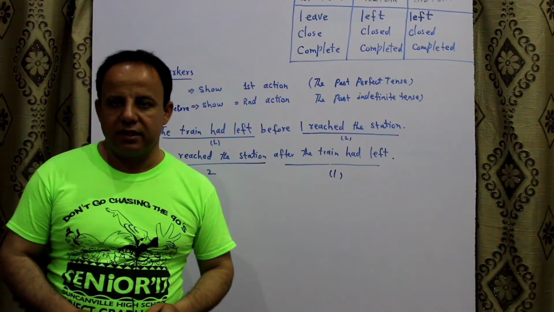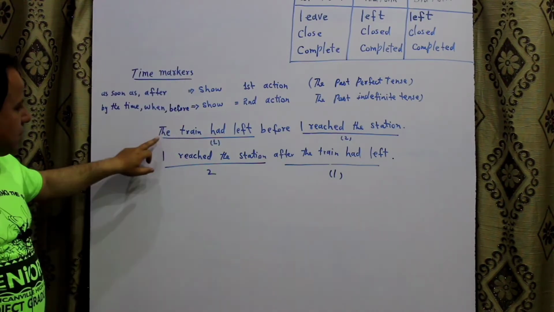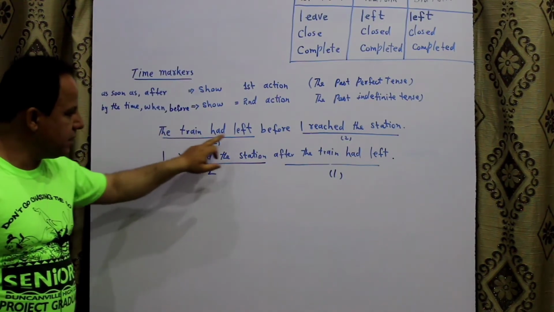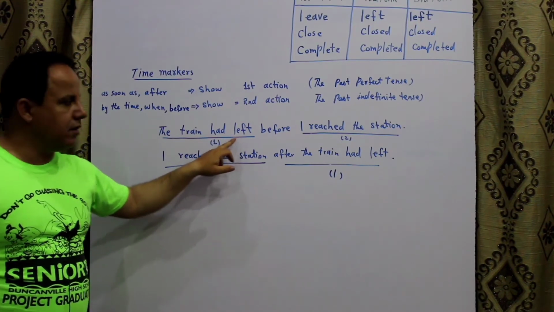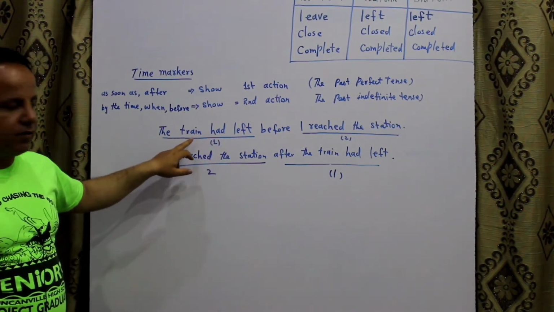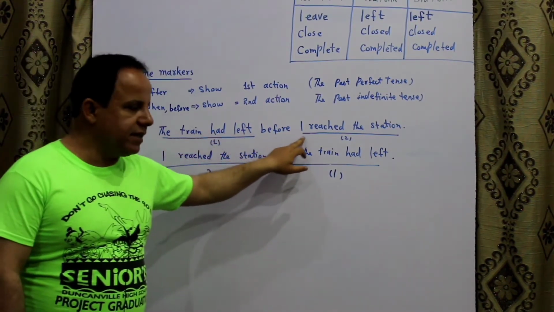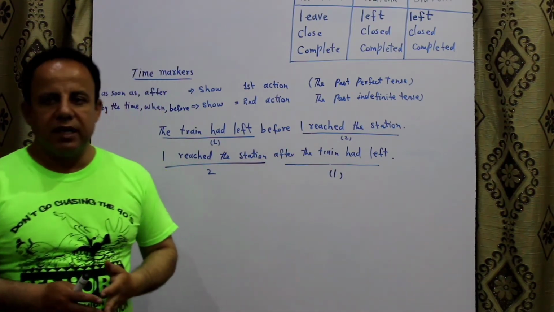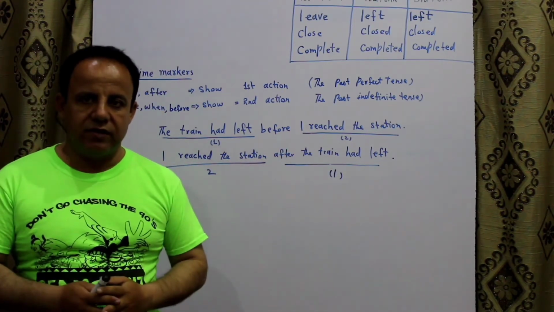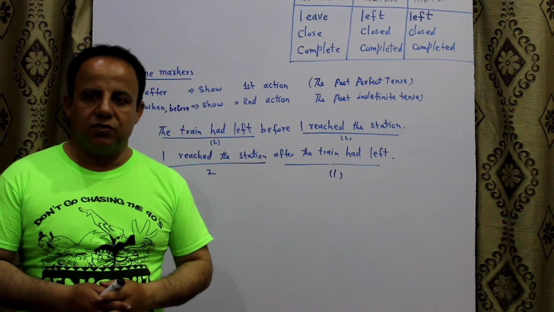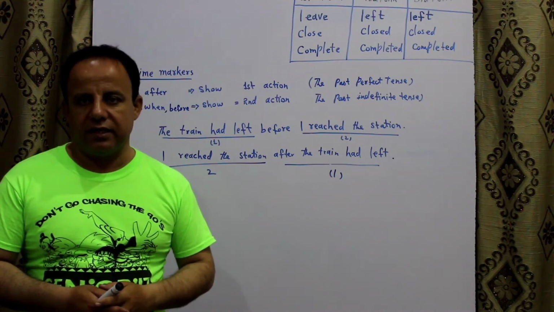Here we will understand how to use the time markers. Now you can see there, the train had left. Now mostly you can find here this is the past perfect tense. Before I reached the station, it means my action, that was reaching the station, was second, and the train had left.